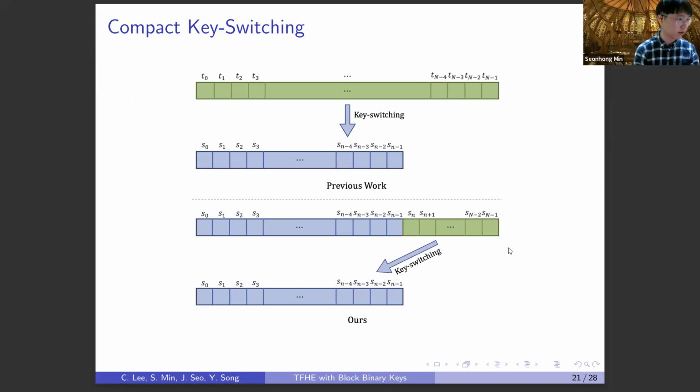If you look at this figure, it will be easier to understand. Say in the previous work, you had to change all the green cells to blue cells, so the time complexity was larger. But in our work, by reusing the LWE secret as a part of our RLWE secret, you don't need to change those blue cells. So you only need to change large N minus small n green cells to blue cells. So the time complexity is reduced from large N to large N minus n.